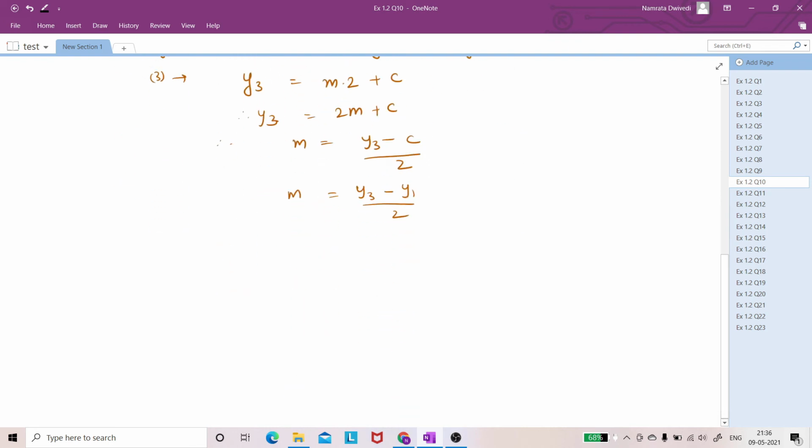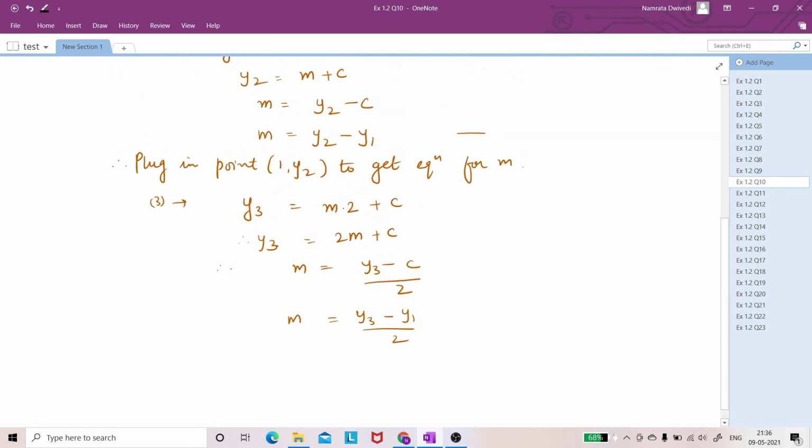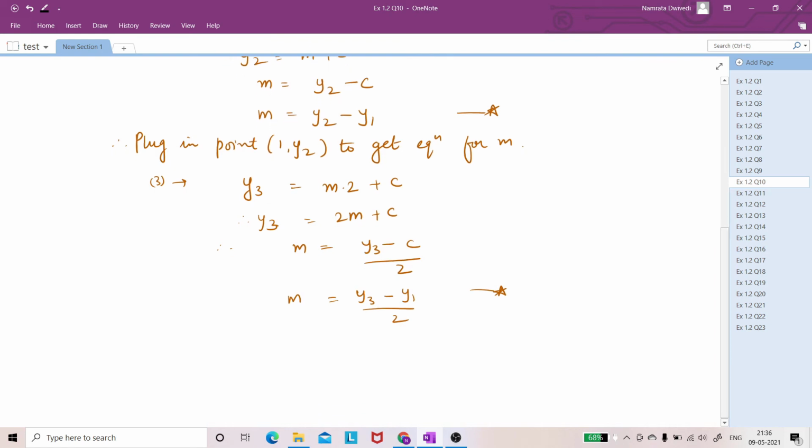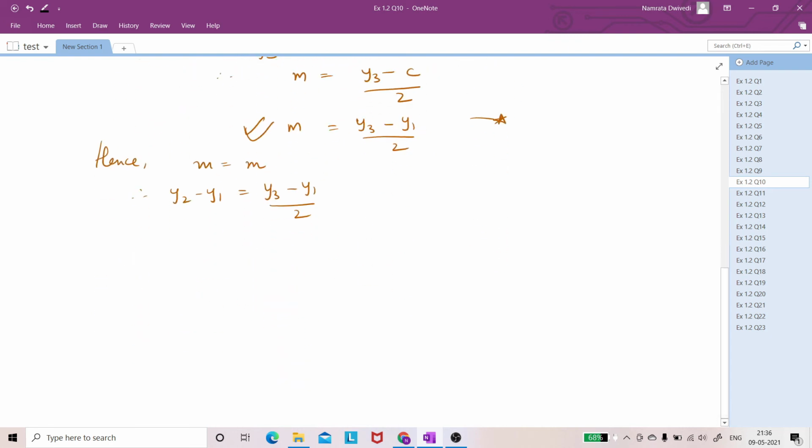Okay, now here if we see this part and this, we'll equate these two. Okay, so what do we get? Hence m is equal to m. So therefore y2 minus y1 is equal to y3 minus y1 upon 2. You got this from these two, this and this. Okay, so we are equating these.